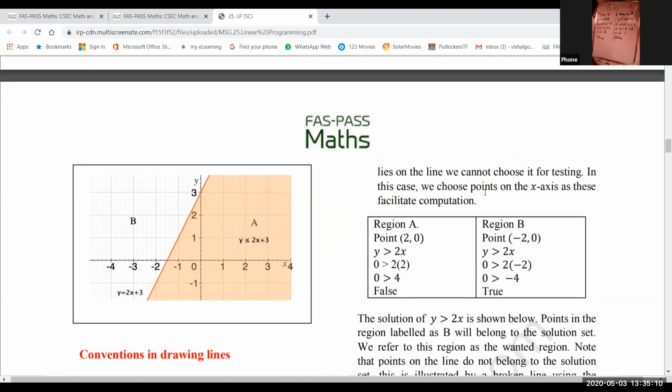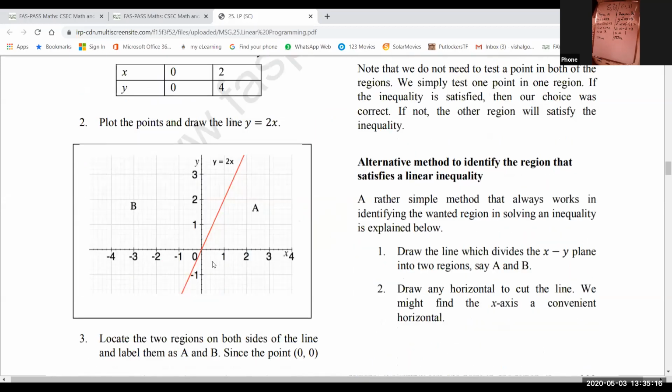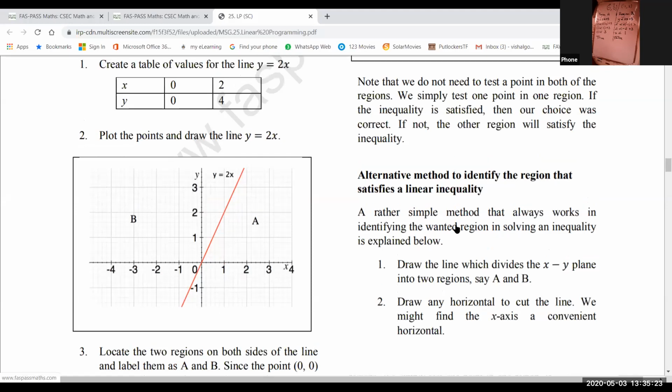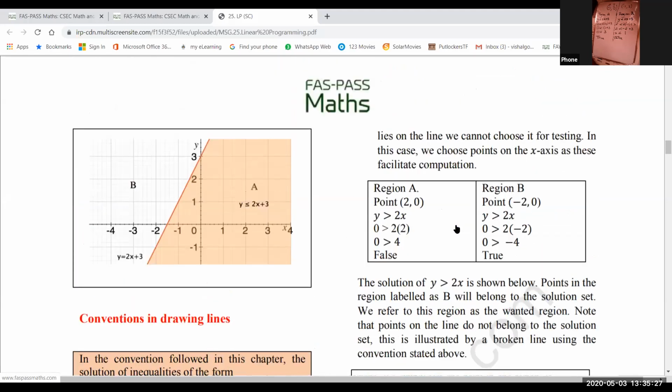You all hear that, right? In this graph, the line passes through the point 0, 0. Remember, we were using 0, 0 as a test point. But since it passes through this point, we cannot use it as a test point. So we have to choose two other values. In the earlier one, the line did not pass through 0, 0. But as long as it passes through 0, 0, we cannot use it. So we can use any other points.